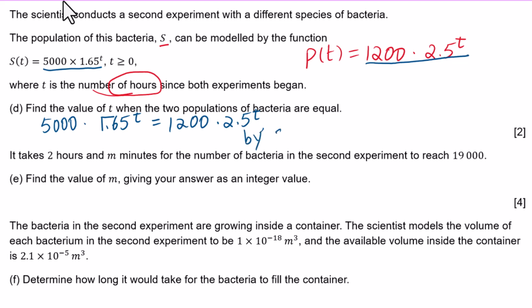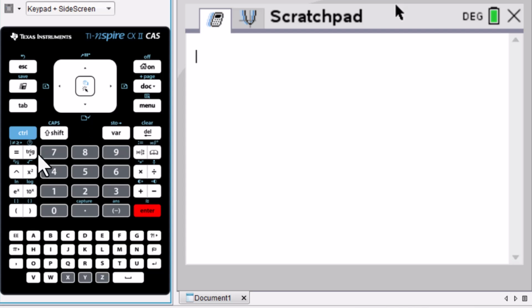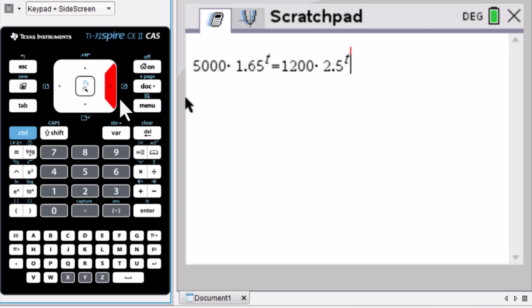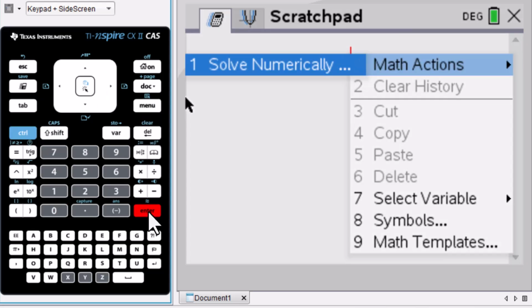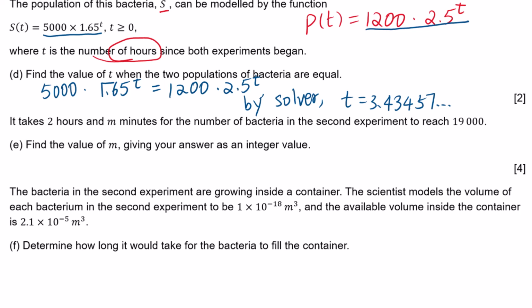Then by solver, go to calculator. Control menu, you can clear history. Type the whole equation into this calculator. Then control menu, enter, enter, enter. Answer is 3.43457 as a full answer. If you know 3 sig figs, you can write down T equals 3.43.